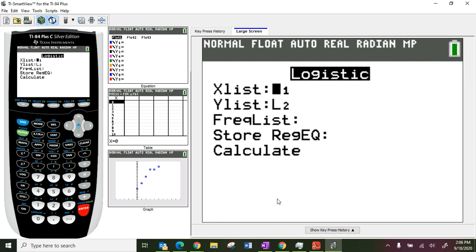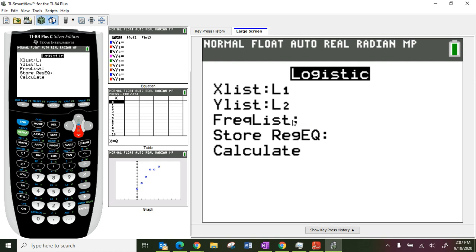Then it's going to tell us, where are your X values? Well, we entered them in L1. And where are your Y values? We entered them in L2. Again, you could change that by doing second and 1, 2, or 3. That gives you L1, L2, or L3 there. We're just going to leave it there. We're going to leave the frequency, and we're going to have it store our regression.